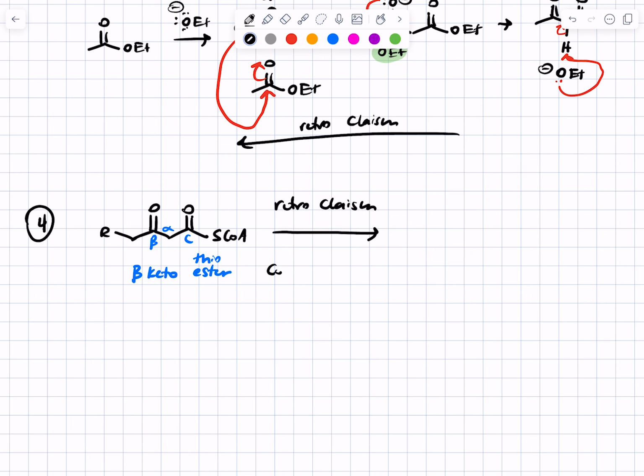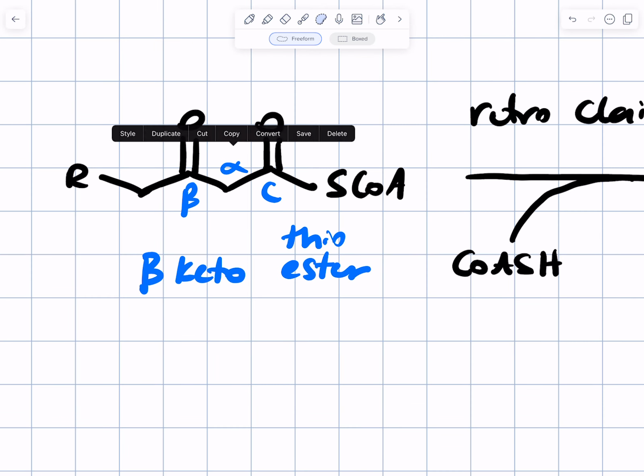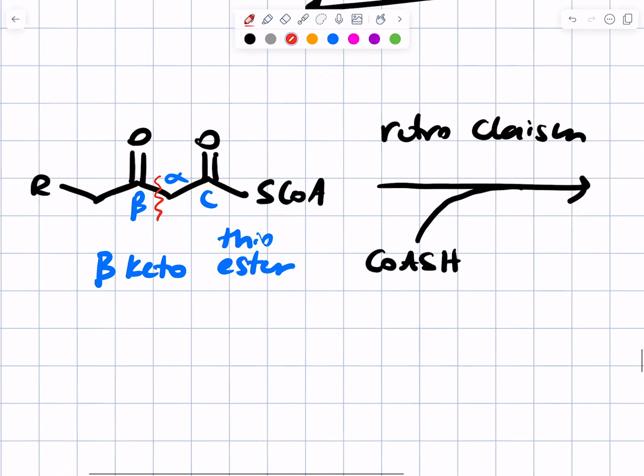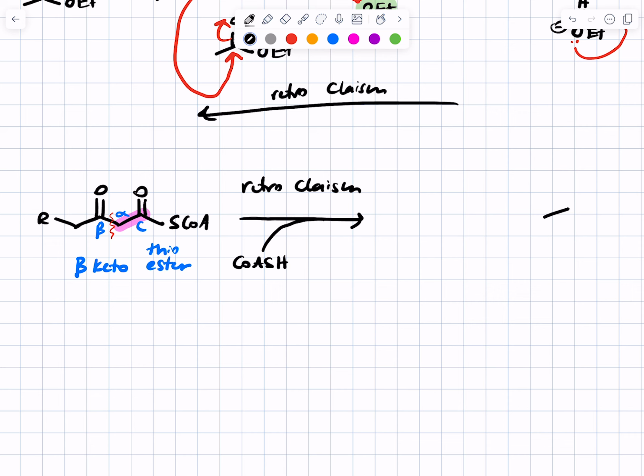And we're going to use coenzyme A as a nucleophile. We're going to break the bond between the alpha and the beta carbons. And I'm going to just highlight the 2 carbons. We're going to make 2 products. The 2 carbons in pink are going to become acetyl-CoA, except we can't spell. There we go.